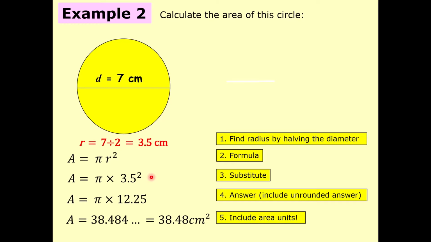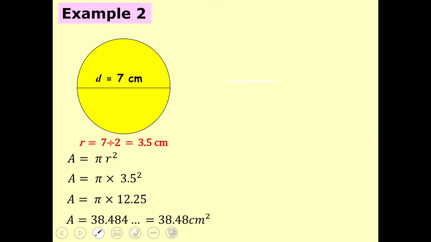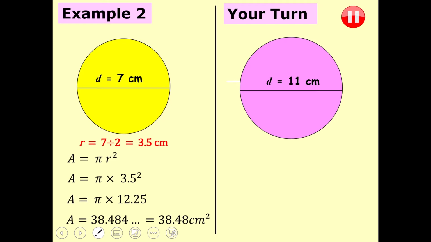So again, copy this example down, please. The important point here is if you're given your diameter, when you're calculating area, you must remember to halve that diameter because we are using radius when calculating area. Okay, so your turn again. Can you please calculate the area of this circle and use that example there to help you?